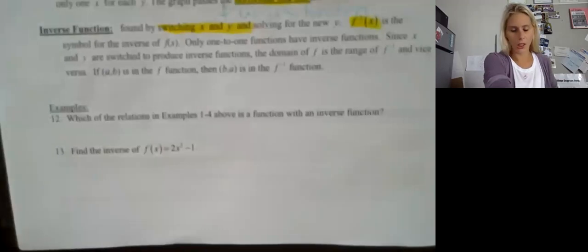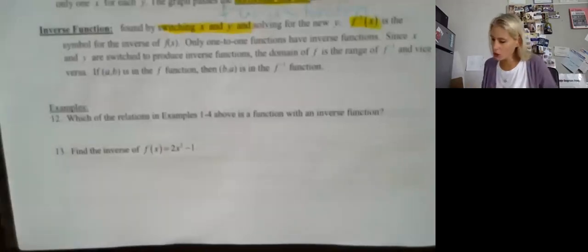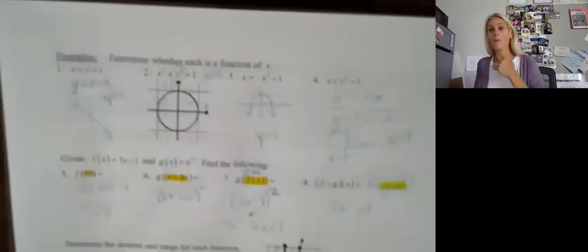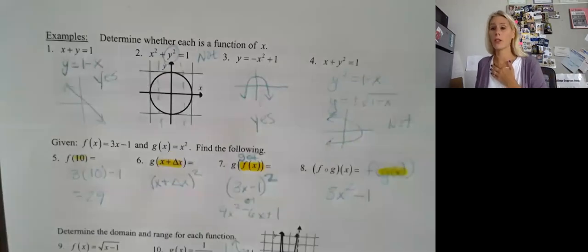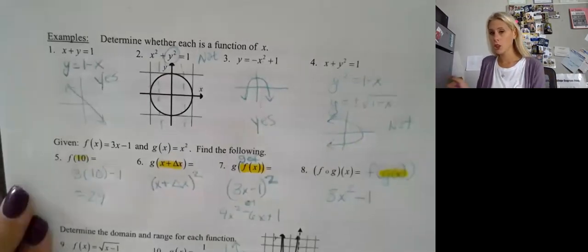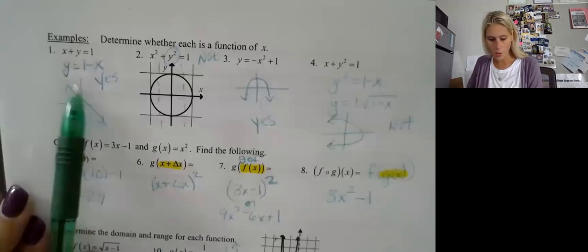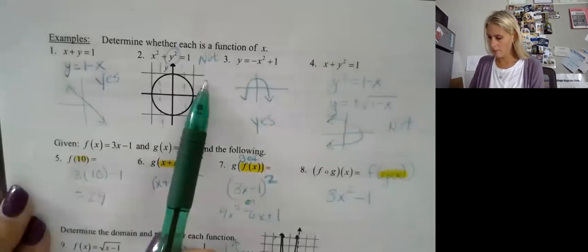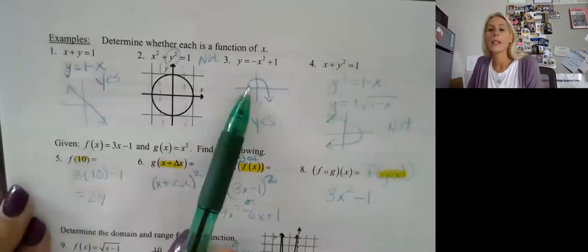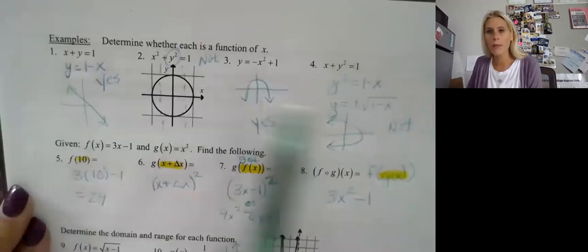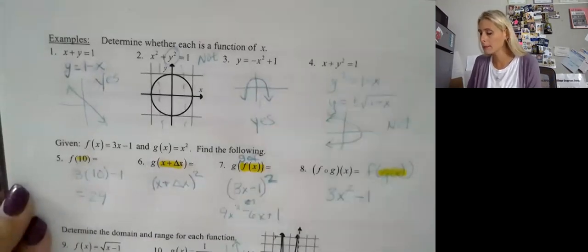So let's do some examples right down here. All right, let me change colors. Which of the relations in 1 through 4 is a function with an inverse? So if I look back at 1 through 4, I already know which ones are functions. So the functions that I'm going to look at are 1 and 3. I know it's not 1 to 1 for 2 or 4 because we already don't have functions.